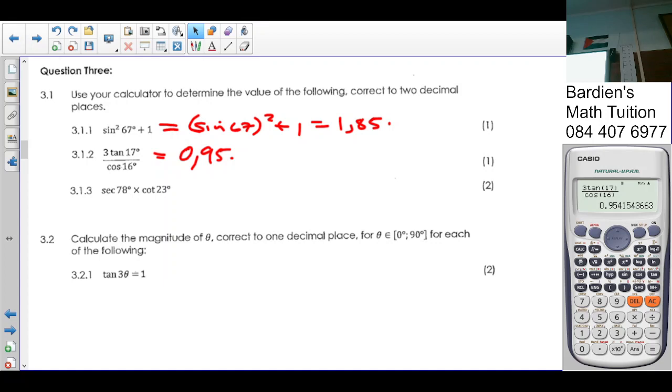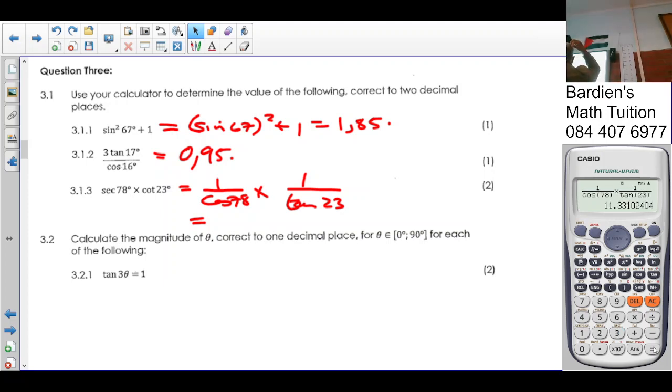Sec. Now sec is 1 over cos, not so. So it's 1 over cos 78 times cot is 1 over tan, 23 degrees. That can simply be written as 1 over cos 78 times 1 over tan 23, which is 11,33. Is that correct? Right.